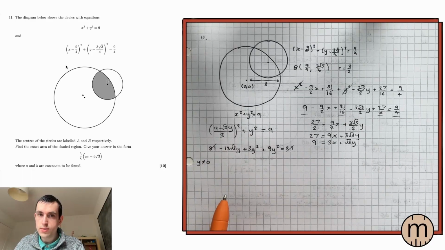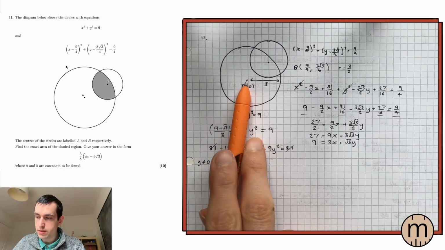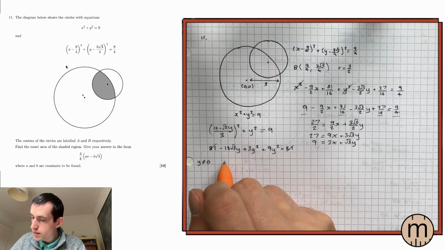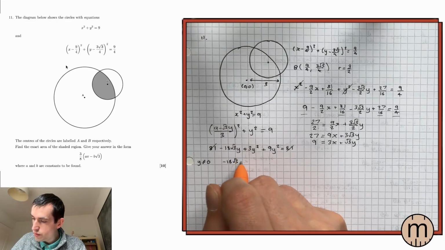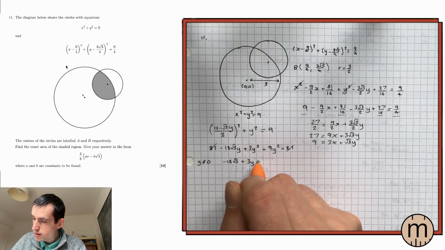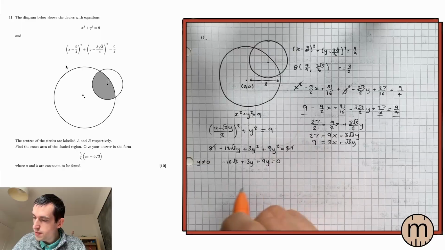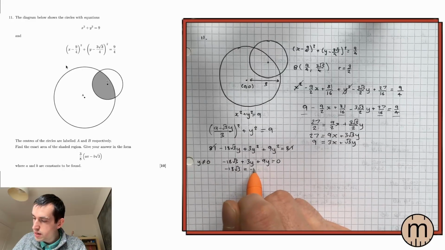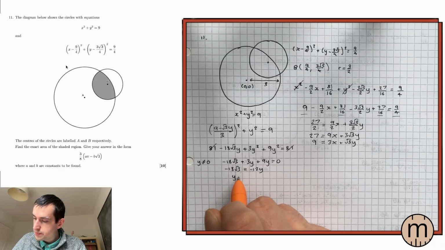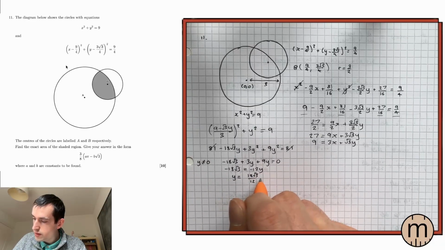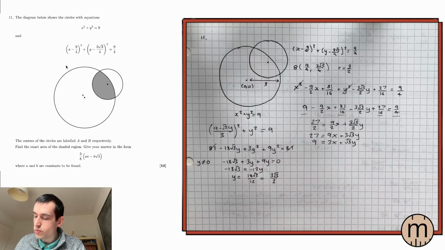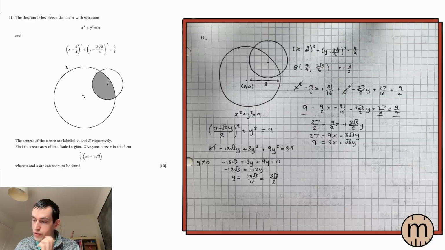If we say that y is not going to be equal to 0, because this line is not going to go through 0, then we're going to get minus 18√3 plus 3y plus 9y is equal to 0. So minus 18√3 is equal to minus 12y. So y is equal to 18√3 over 12. Simplify it, divide everything by 6. Then y is equal to 3√3/2.